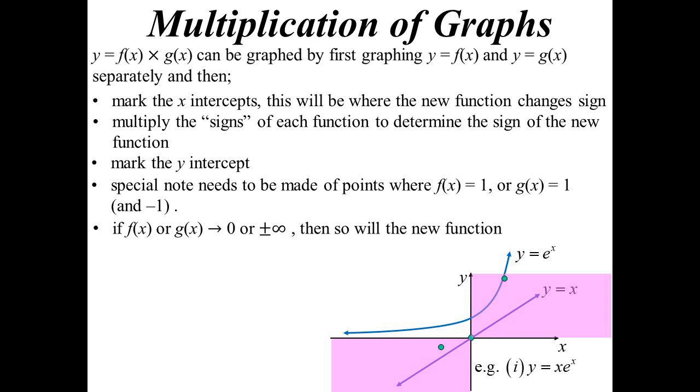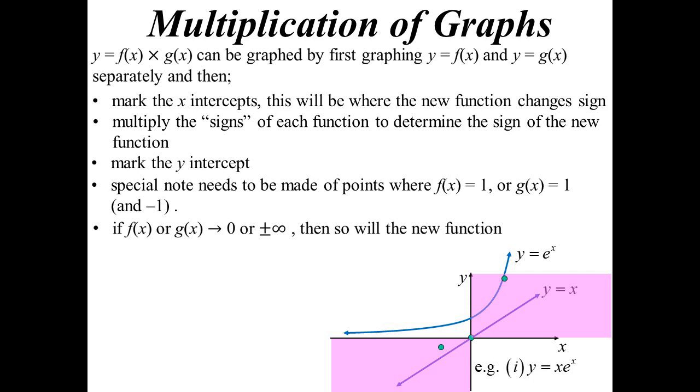If one of the curves approaches 0 or plus or minus infinity, so will the new function. Now what happens if only one of them does? See, over here on the right hand side, not an issue. They're both going off to infinity. So we know it's going to go to infinity, but have a look on the left hand side.